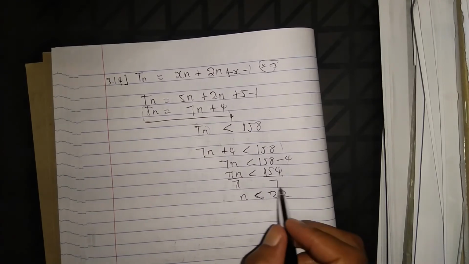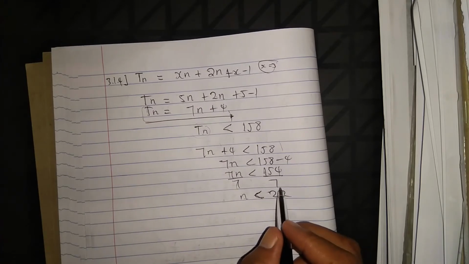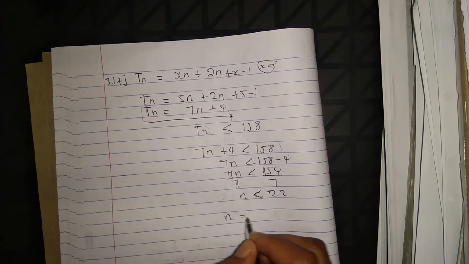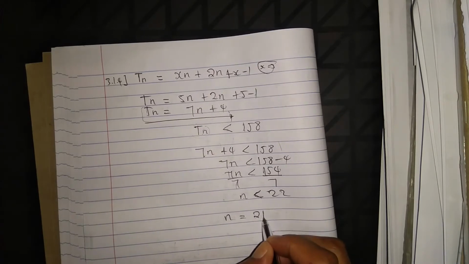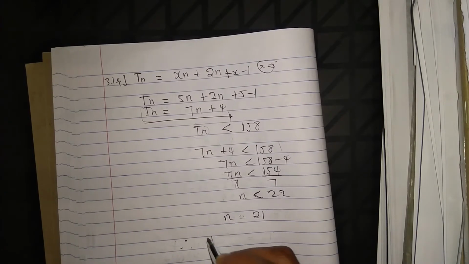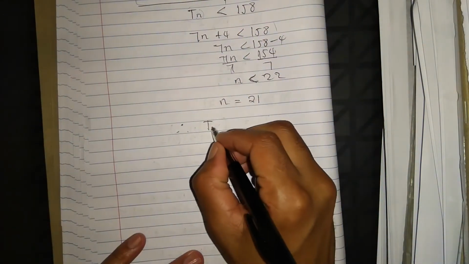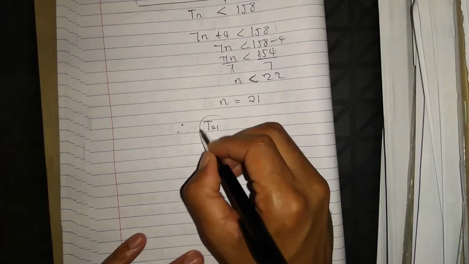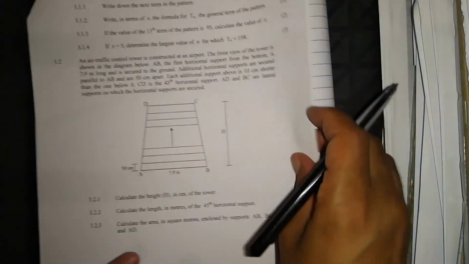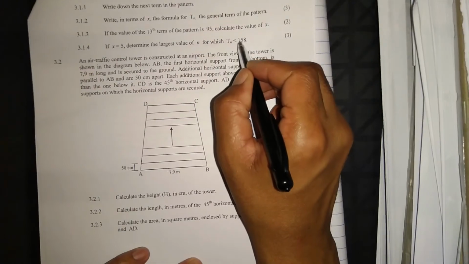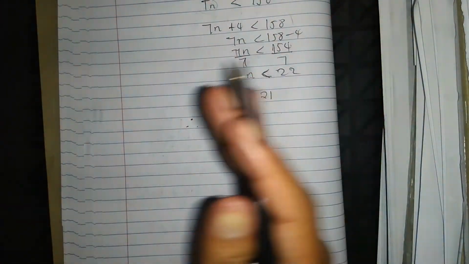So the largest value less than 22 is actually n equal to 21. So therefore our answer is what? It is term 21. So term 21 has a value less than 158, and it's the largest out of all the terms that are less than 158, before term 22.